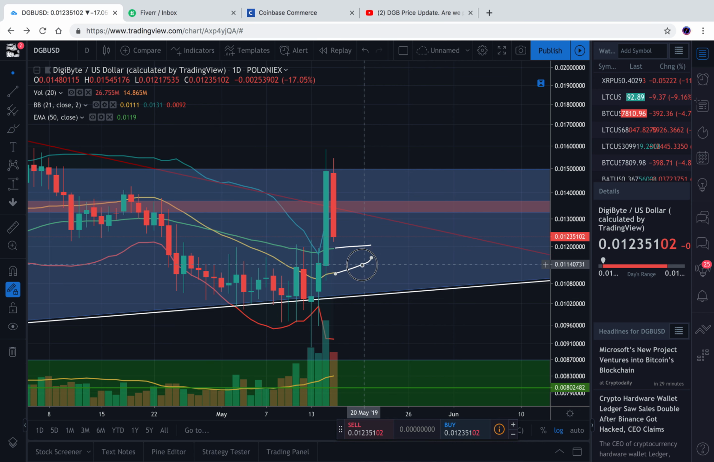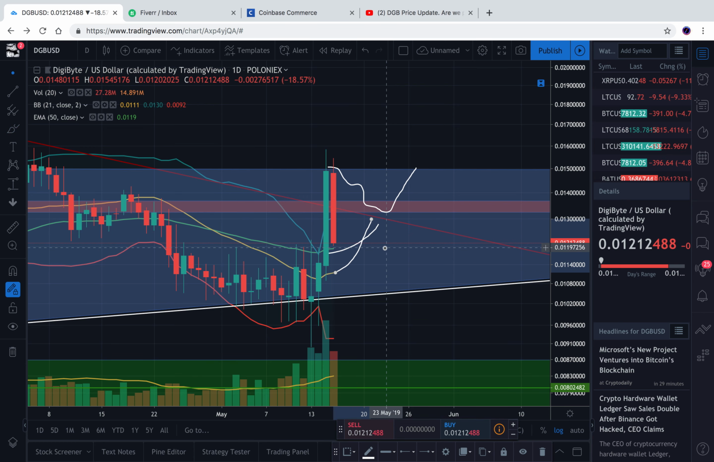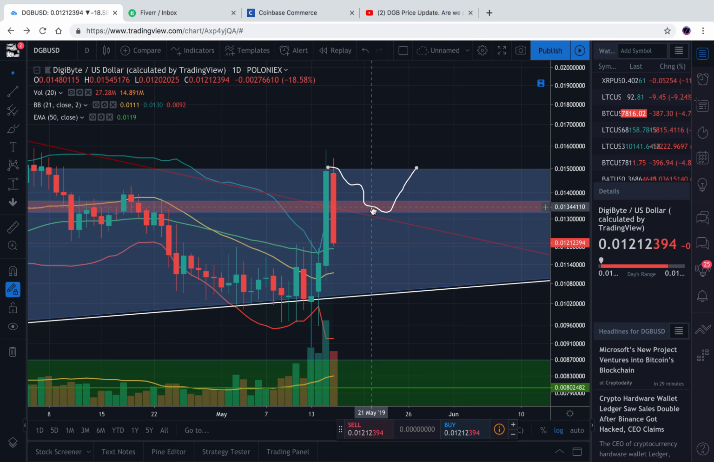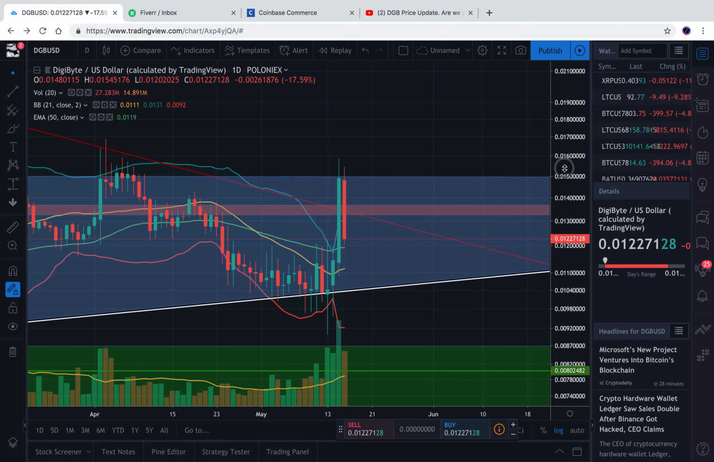If we kind of hold this... it sucks that it dumped down so quickly. I would have liked a slower moving correction down to this area, and then pop back up as these moving averages came up to touch it, something like that. But it didn't happen. It looks like we're testing the 50-day moving average now, and we're going to see how this fares. If this breaks, look to that 21-day, and if we close below it, you could potentially have some bearish pressure back on DigiByte.